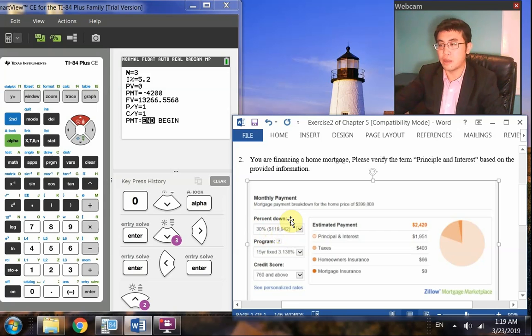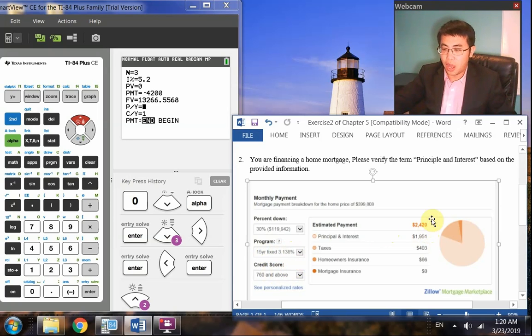That also means I'm going to finance the rest, 70%. I'm going to borrow from a bank, either Bank of America or Chase or Wells Fargo. That's going to be my mortgage. And I'm in a program of a 15-year mortgage with a fixed rate of 3.138%. So that's my annual interest rate, and it's going to last 15 years. My credit score is 760 or above, and basically that's a good credit score. If you are a homeless person, then your credit score probably will be 200 or less.